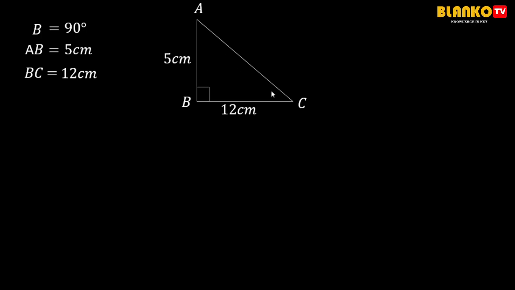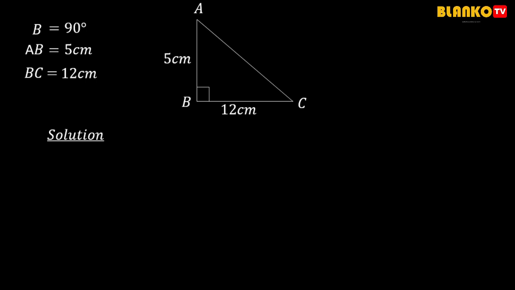So we have the right angle triangle with point B at 90 degrees, AB is 5 centimeters, and BC is 12 centimeters. And we are to determine the length AC and then also evaluate sine A, cos C, and then tan A. Alright, so let's continue with the solution.